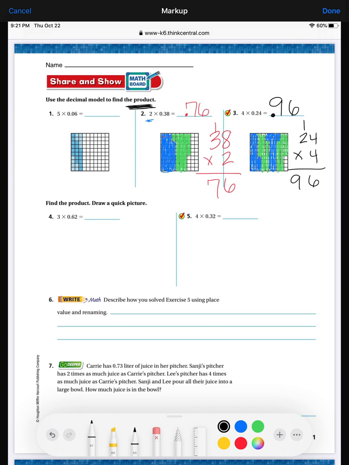On 4 and 5, it says to find the product, draw a quick picture. We're not going to draw a quick picture. We're just going to find the product. And the reason why is because I'm going to teach you a trick if you don't like the model. This is a second strategy to use. Because I know parents, you're sitting there going, oh my gosh, Common Core math, this isn't how we did it before. I hear that every day of my life. But that's okay because some of us are visual learners.